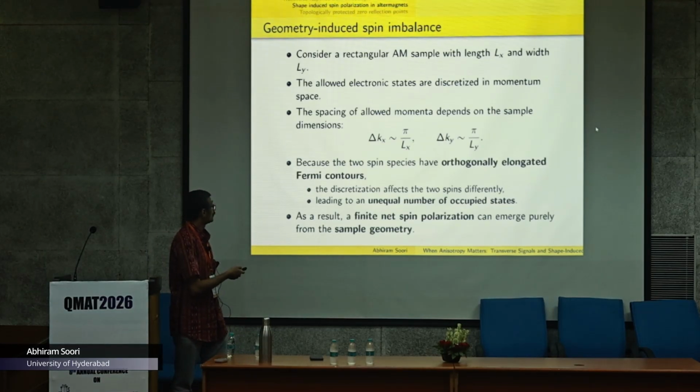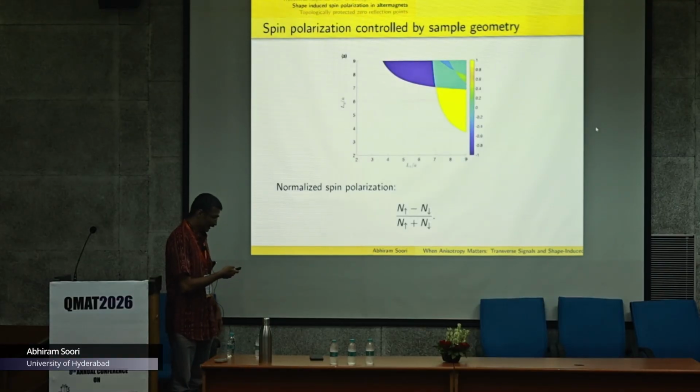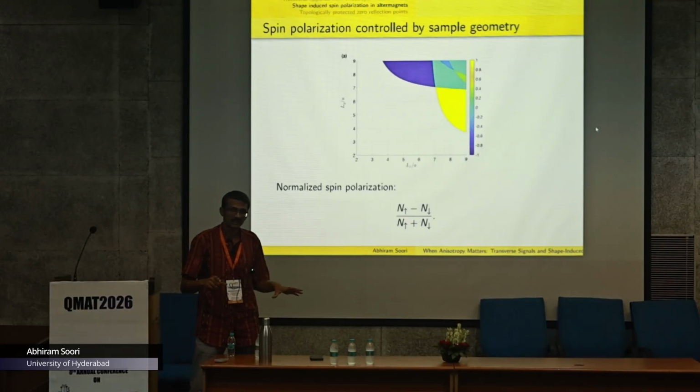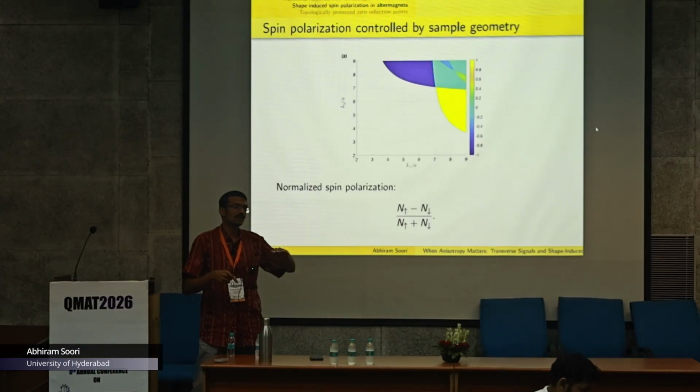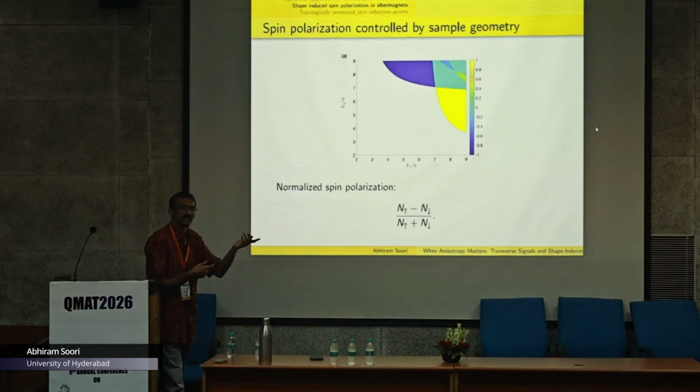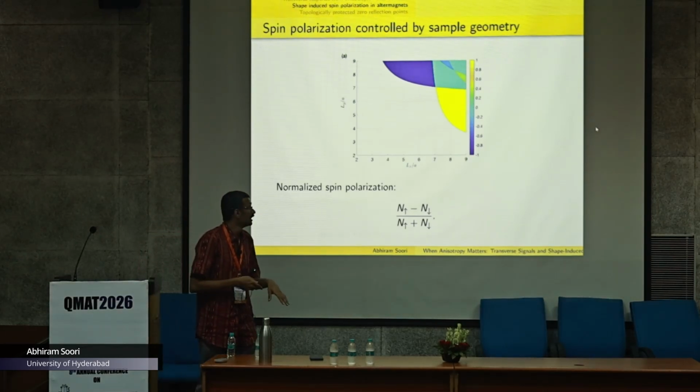Okay, so this color picture basically shows the normalized spin polarization, which is the number of up spins minus the number of down spins divided by the total number of electrons. So what I am doing here is taking a rectangular strip of this altermagnet, fixing a Fermi energy, and filling all the states below the Fermi energy, while all the states above the Fermi energy are empty. Okay, so I can count the number of up spins and down spins in this way.